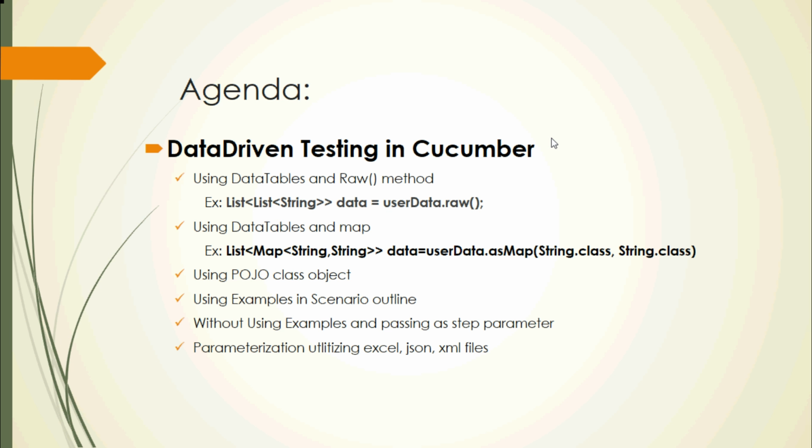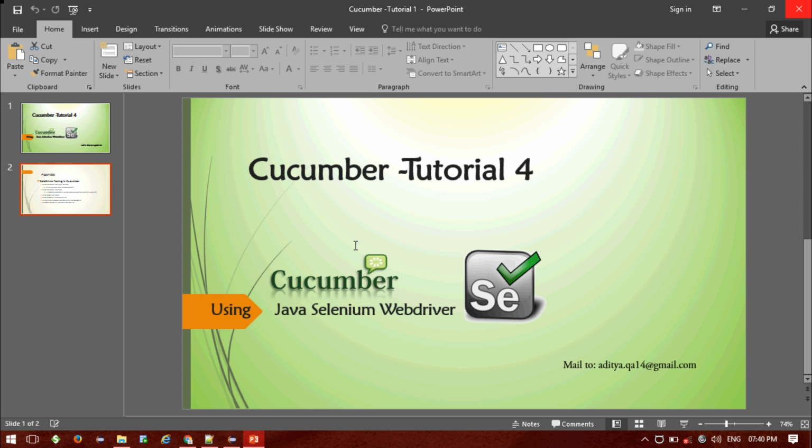And in this tutorial, we are going to cover the rest of data-driven testing, how we can achieve it in Cucumber. In the first tutorial that I covered, we did it via data tables and the raw method, and how we can do it with data tables and the hash map. In this tutorial, I'm going to cover how we can achieve it using the POJO class object. So let's have a look into it.